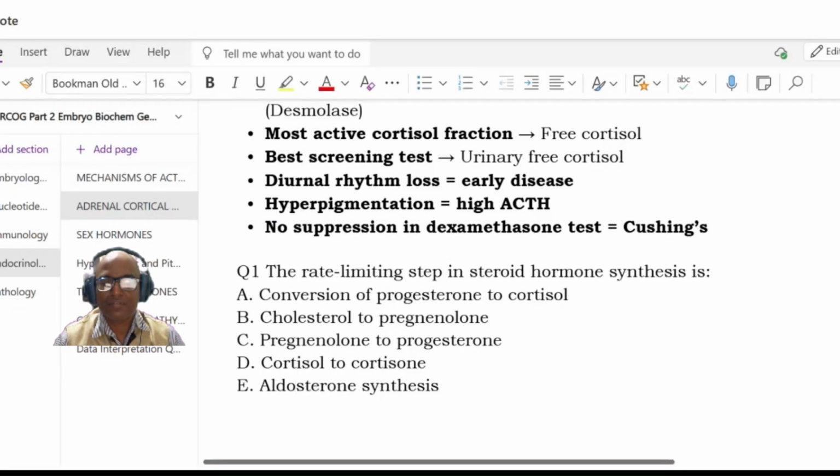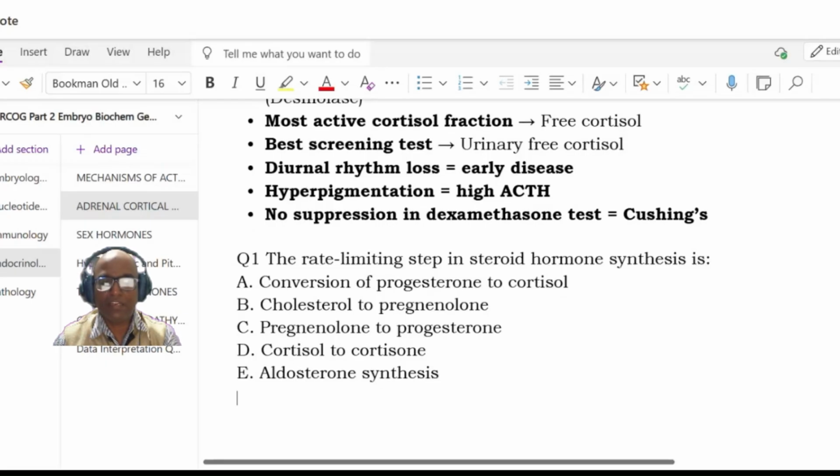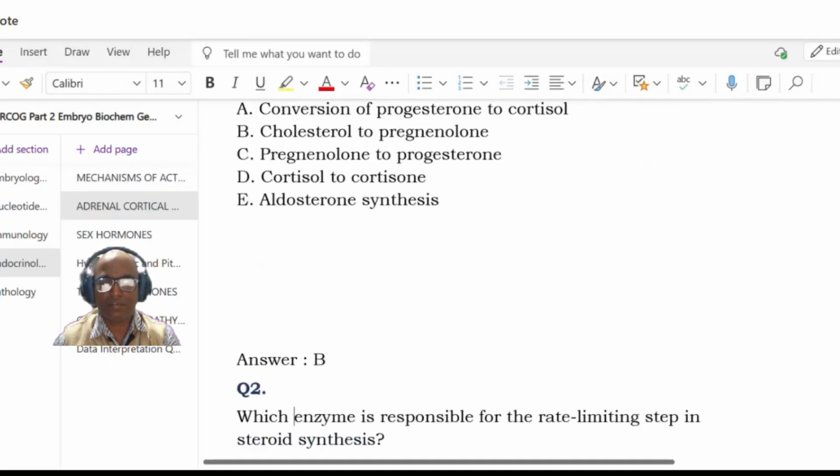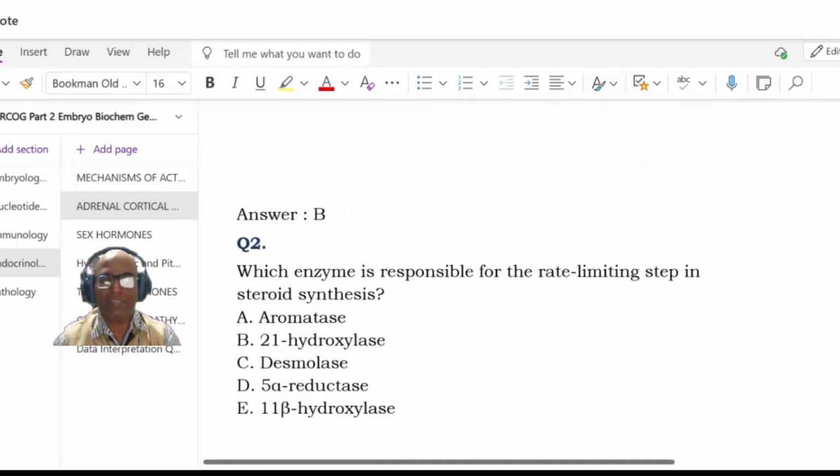Question one, the rate limiting step in steroid hormone synthesis is: A. Conversion of progesterone to cortisol, B. Cholesterol to pregnenolone, C. Pregnenolone to progesterone, D. Cortisol to cortisone, and E. Aldosterone synthesis. So the answer is B, cholesterol to pregnenolone. Yes, pregnenolone formation is the important, rate limiting step. Next.